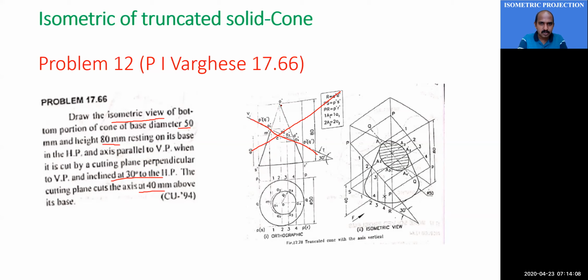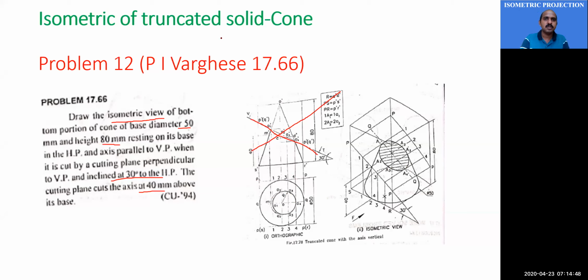Now you draw the front view and top view. Then you divide this circle into 8 equal parts because it's a cone. Then you mark the cutting plane. Then mark each point in the front view. From each point of the front view, you draw a perpendicular to the top view. Then mark the points in the top view. Then you enclose the top view and the front view in a rectangular box. Then we will go for the isometric view.